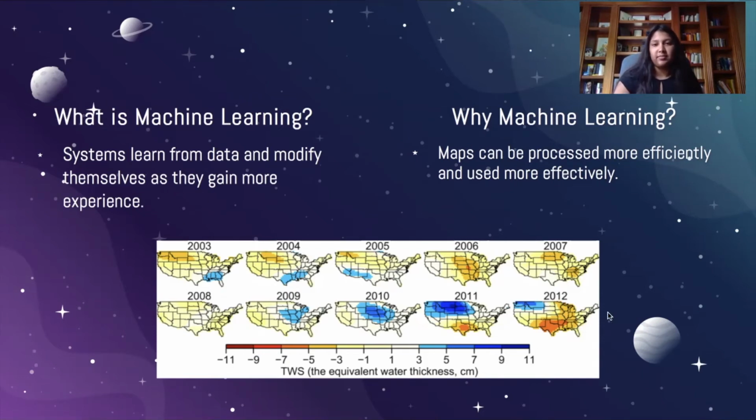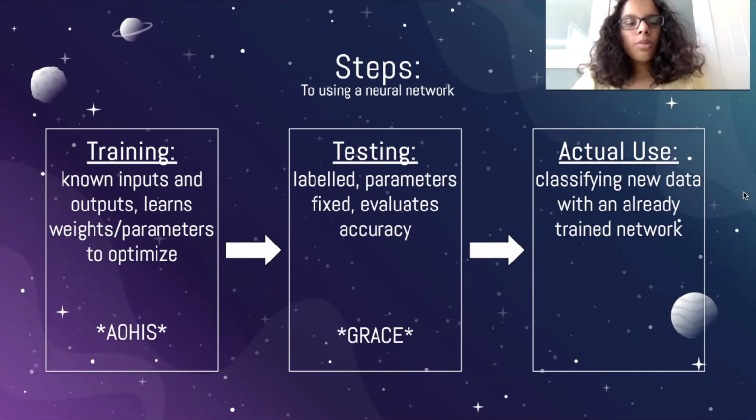So before we talk about our experiments from last year, let's walk through the steps to using a neural network. The first stage is called training. And this is where you give the neural network a data set that has known inputs and known outputs. And the network adjusts its weights and parameters to maximize the likelihood of the outputs matching the known input.